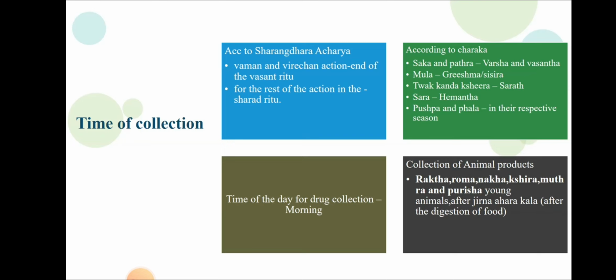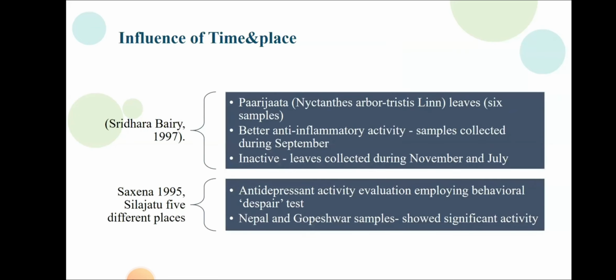And what is the importance of place and time of collection of raw materials? The influence of season and place of collection. There are two studies which prove that the place and time of drug collection is very, very important. The first study was done by Sridhara Bayari in 1997, in which he collected Parijada in 6 different seasons. 6 samples of Parijada were collected and subjected to pharmacological evaluation.